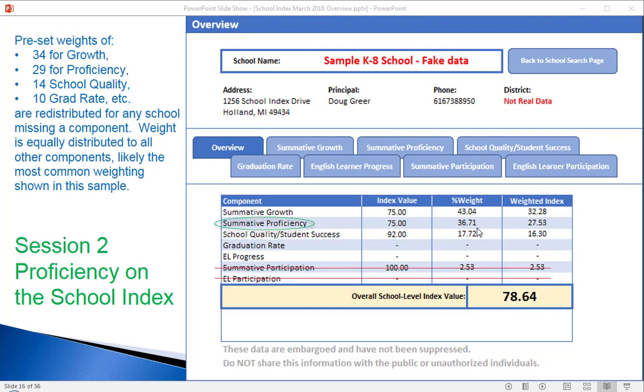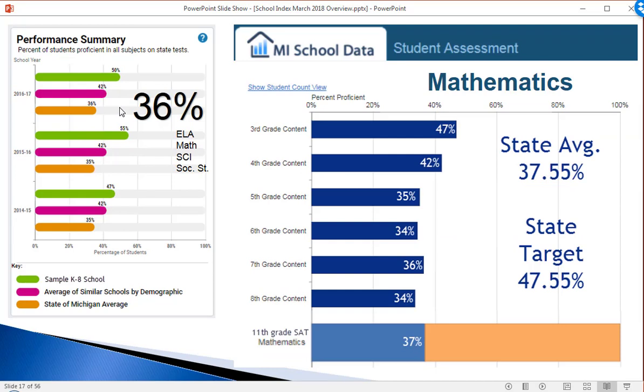In this particular session, we are going to dive into the summative proficiency component and look at specifically how this 75% value came up within the index. And you'll remember from session 1 that that does not mean that 75% of students are proficient. That means that there was a target set and that this school met 75% of the target set by the state. You'll probably liken this proficiency to the dashboard, which actually combines all subjects: ELA, math, science, and social studies.